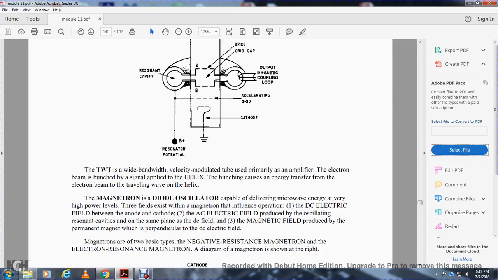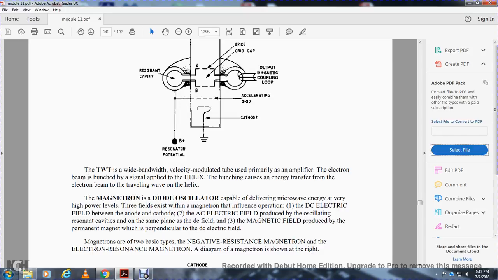The TWT, or traveling wave tube, and other wide bandwidth velocity modulated tubes are used as amplifiers. The electron beam produces bunches, which are coupled with the helix. The bunches transfer energy from the electron beam to the traveling wave on the helix.